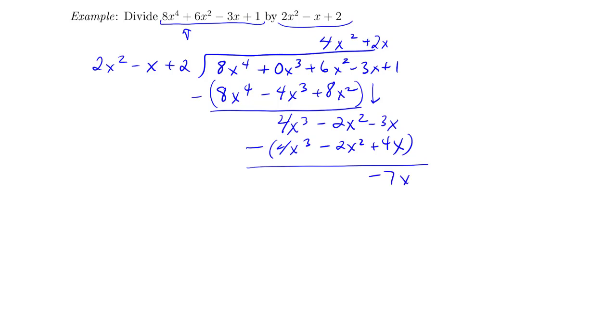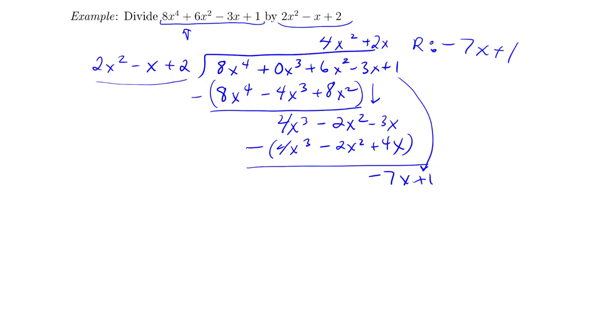Okay, so now I take a look. But look, this is a second degree polynomial. This is a first degree polynomial. I've arrived at something that's lower degree. I have to be done. But I still had a plus 1 here. It has to come down, but that's my whole remainder now. So that's what I have.